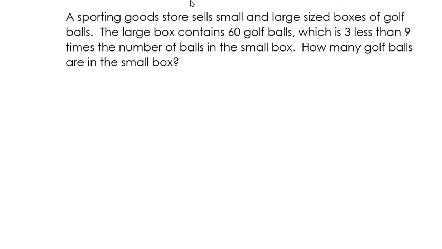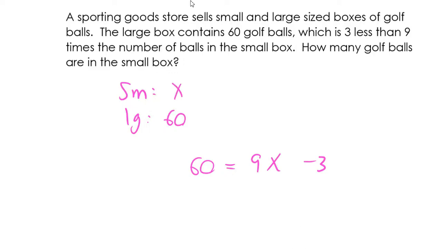So here we have small and large sized boxes of golf balls. The large contains 60. Now that 60, we're being told, is 3 less than 9 times the other one, the small. So the small will be the x, and the large is 3 less than 9 times the small.